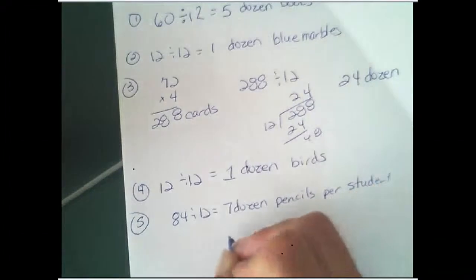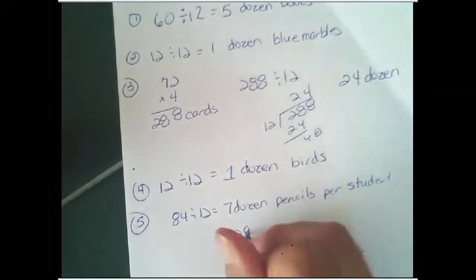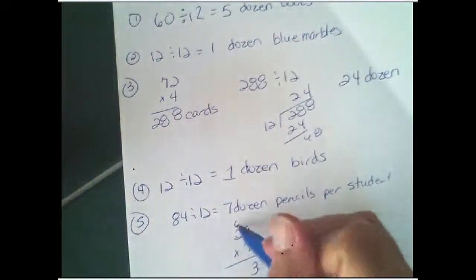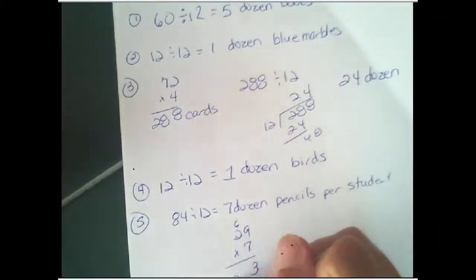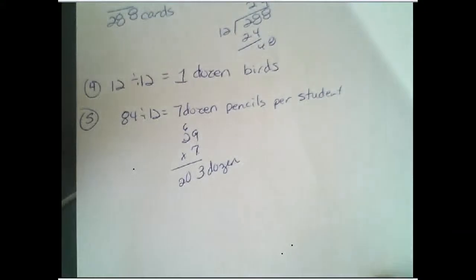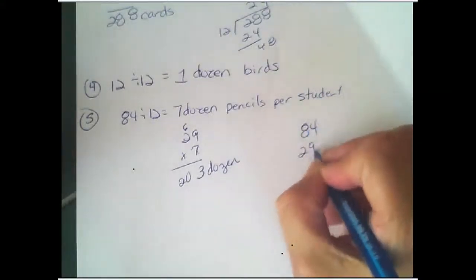And then we could take the 29 children and multiply that by 7 to find out how many dozens we have in total. 9 times 7 is 63. Carry the 6. 2 times 7 is 14 plus 6. We would have 203 dozen pencils. That's one way that we could do that problem. Or we could have multiplied 84 times 29.